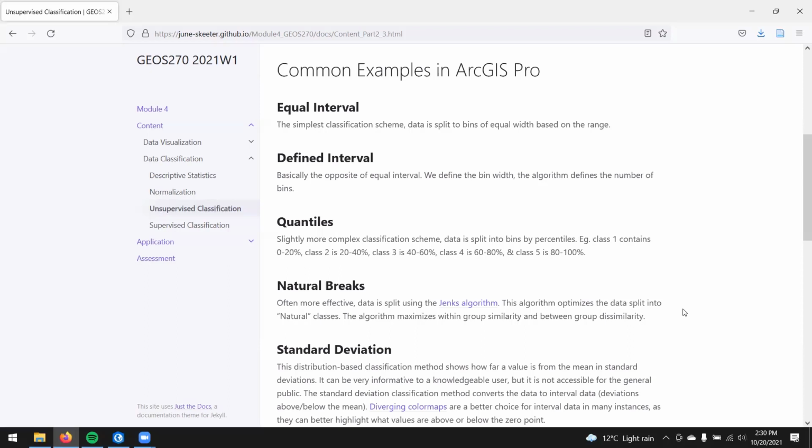So one of the advantages of this method, the quantiles, is that it's not strongly influenced by outliers. What you do is you order the data from lowest to highest, and then you split the percentiles based on where they're ranked.